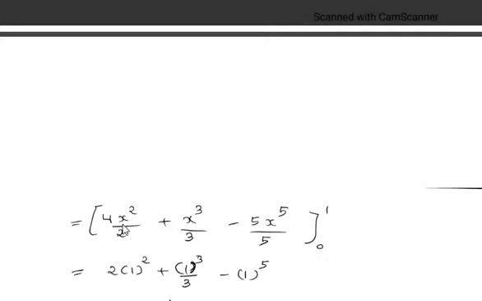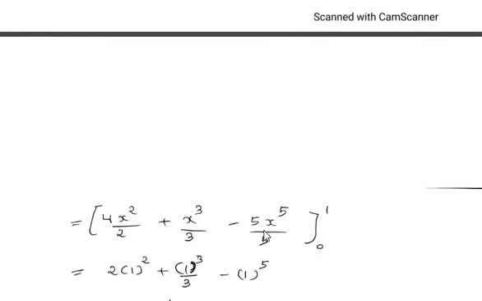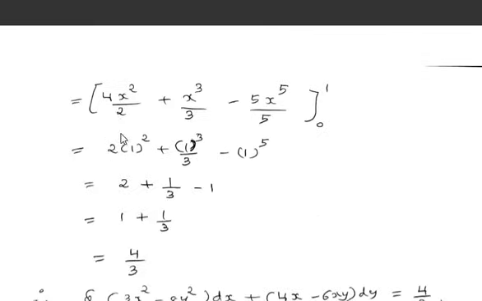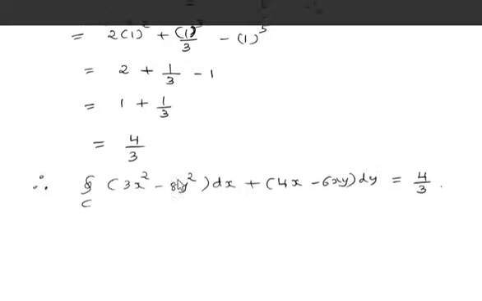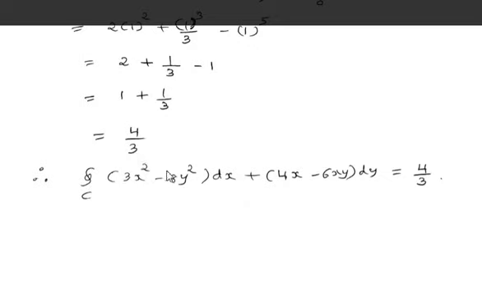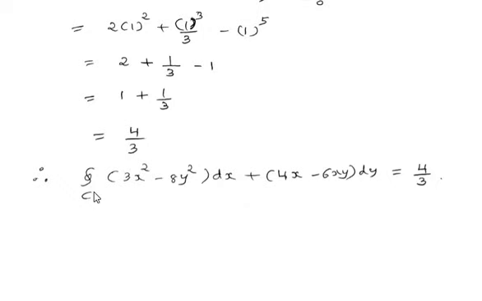Put down the value of the upper limit 1, and for the lower limit it will become 0. So we have 4 by 2 is 2, 1 square plus 1 cube by 3, minus 5 will cancel out, 1 raised to 5, the result is 1. Now simplify this result, the overall answer is 4 by 3. So the integration of the given function, that is this one, along a closed curve C, which is the region bounded by the line y equals x and the parabola y equals x square, is 4 by 3.